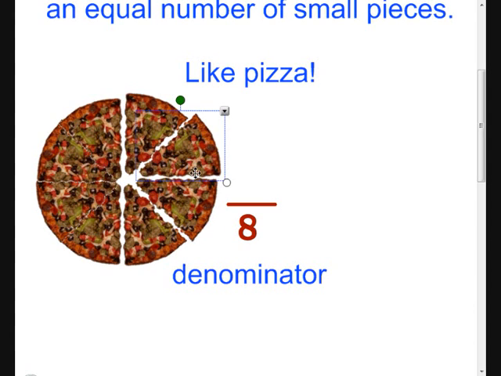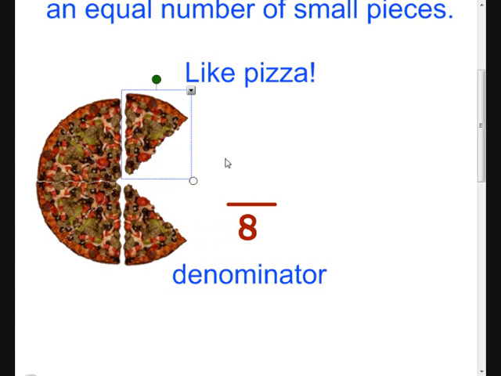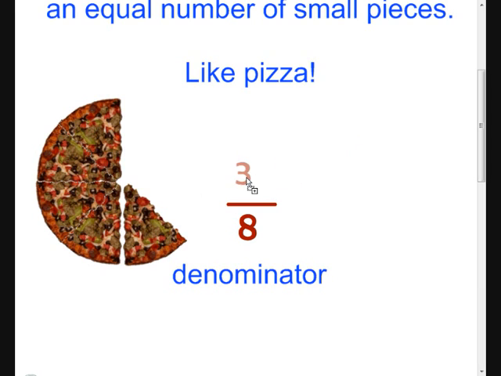Alright, now if somebody came along and started eating this pizza, and they helped themselves to 3 slices, well, that 3 is what we call the numerator. A numerator refers to how many pieces we're talking about, how many we're interested in. So what this fraction is talking about is somebody has eaten 3/8 of the pizza. 3 of the 8 slices are gone.